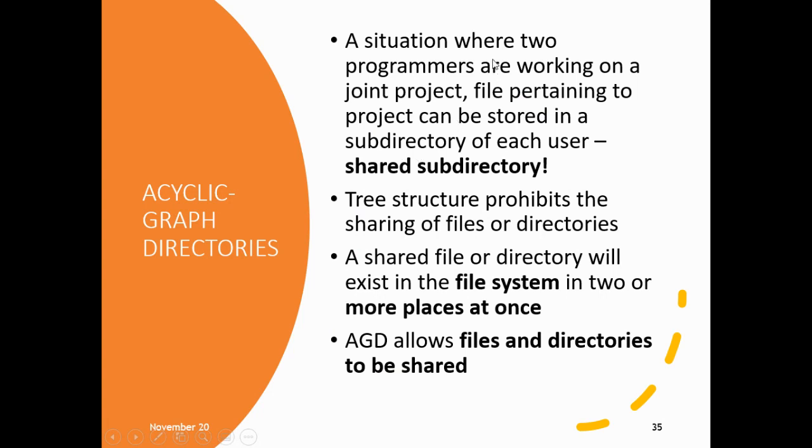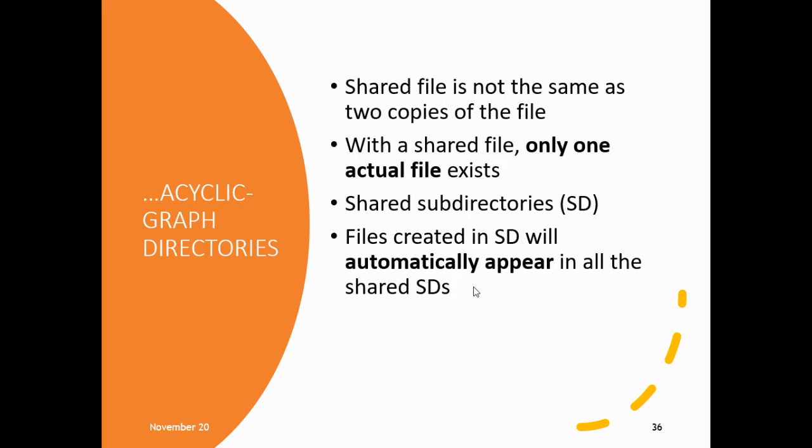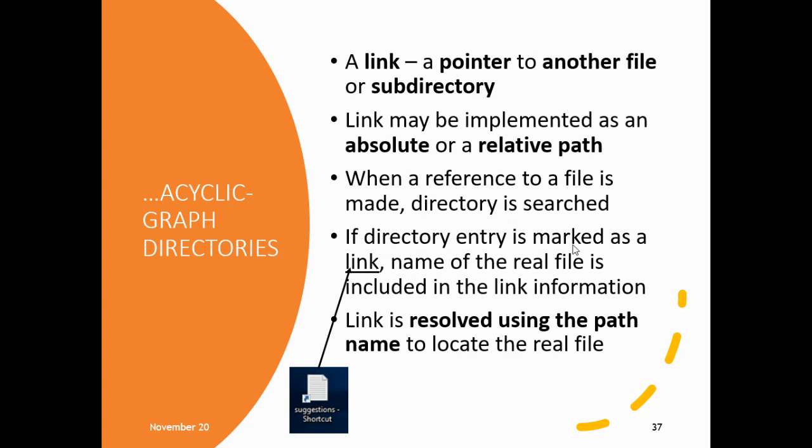Okay? A situation where programmers are working on a joint project, files pertaining to the project can be stored in a subdirectory for each user, a shared subdirectory. Meaning, for example, you're working on the same project and on the same file, then two people can share this file, and we use the term shared subdirectory. Okay, shared files are not the same as two copies. No, they are not the same. They are one file, but can be accessed by both parties.